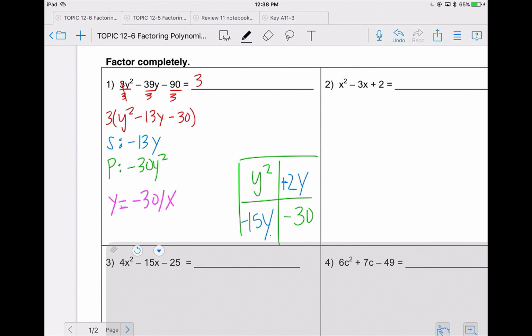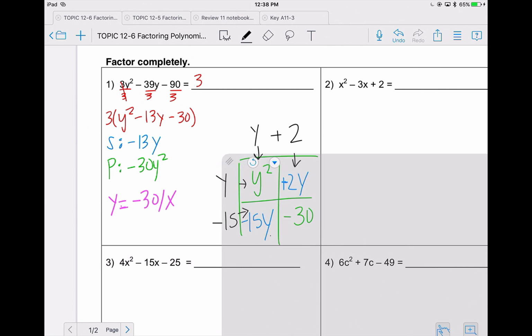From here, we find our GCFs looking at the columns, so y squared and negative 15y share a y. 2y and negative 30 share a 2. y squared and 2y share a y. And negative 15y and negative 30 share a negative 15. So in my answer, I have the factor y plus 2 and the factor y minus 15.